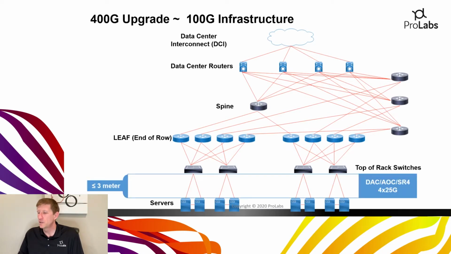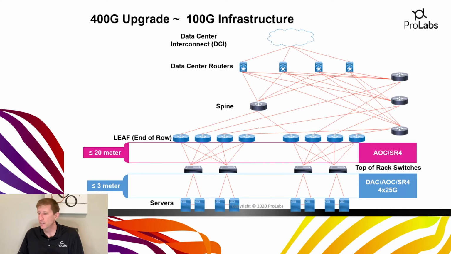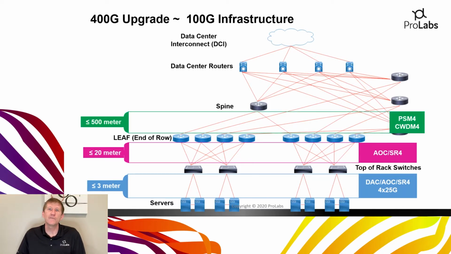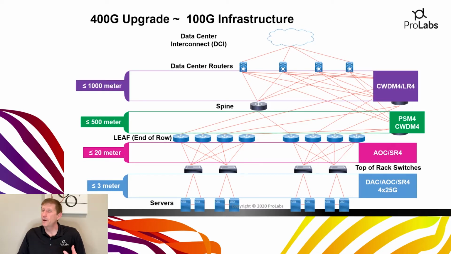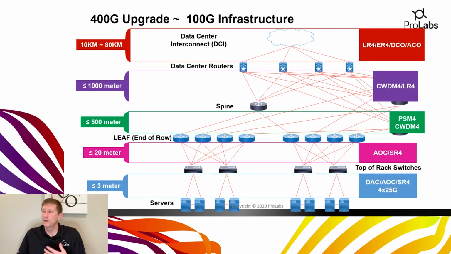For each segment of the network, from the top of rack, we may have DACs, AOCs, short reach transceivers. To your end of row, you're going to have maybe AOCs or SR4 type transceivers. To your 500 meters, you're going to use either PSM4s or CWDM4s. Up to one kilometer, you have CWDM4s or LR4s, and up to your data center interconnects, you have your LR4s, ER4s, or even coherent type modules. So this is very basic, very standard data center architecture today.